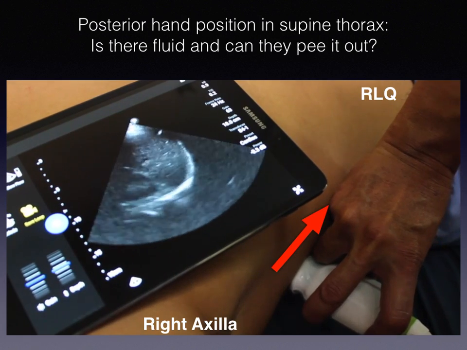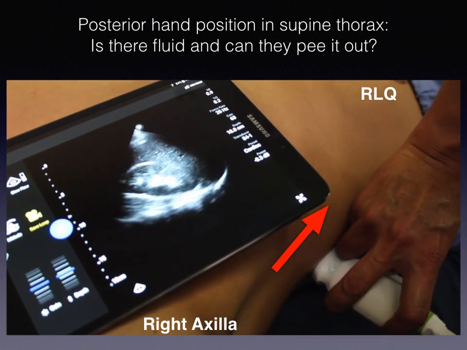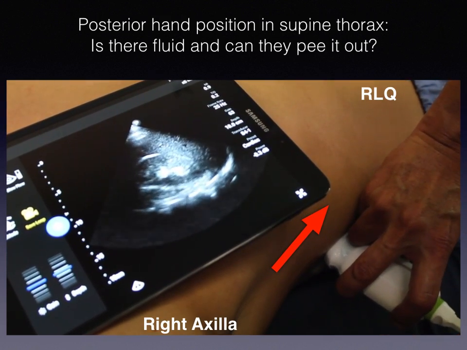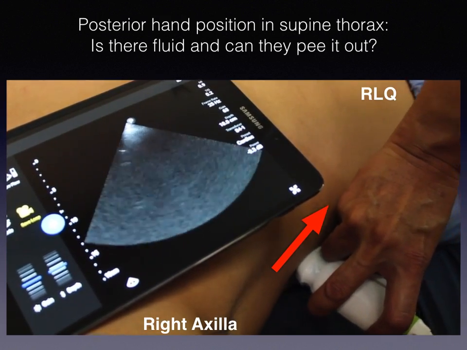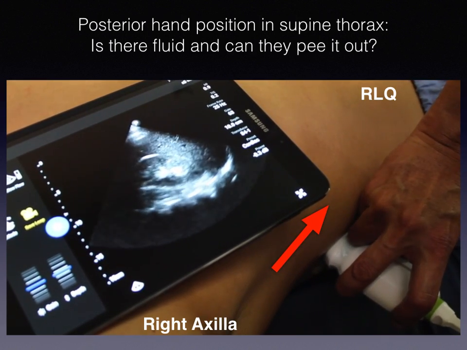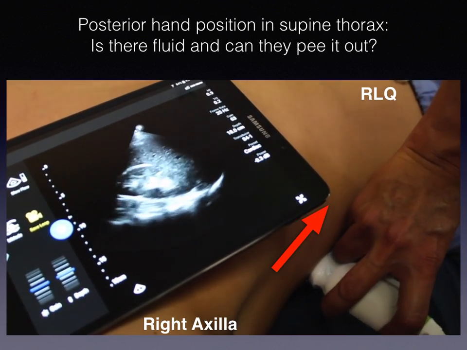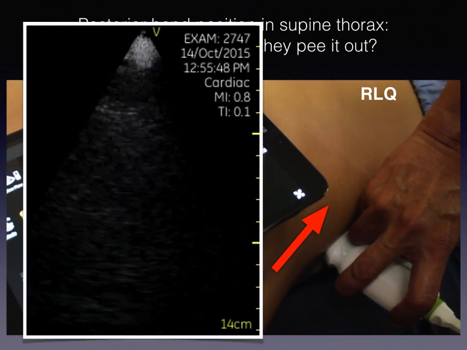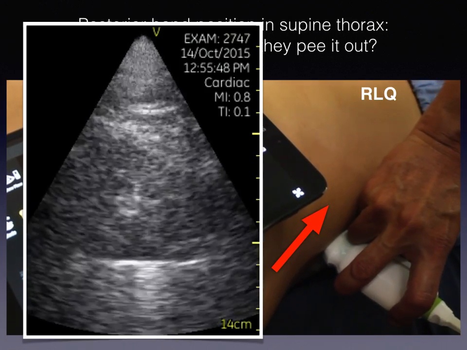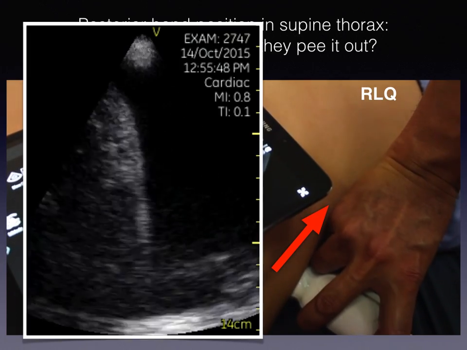So we ask the question of the residents, is there fluid in the pleural cavity and can they pee it out? And when they look at the kidney, they are looking solely for hydronephrosis or some gross abnormality that would suggest to them that there's some post-obstructive problem with that kidney where they wouldn't be able to diurese. Here's a case where there's a pleural effusion and we drop down and we see the kidney using a pocket-sized device.